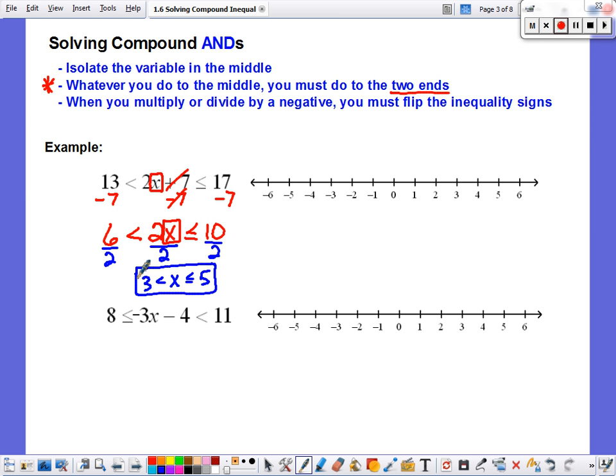When we go over to graph it, we say, well, our lower bound is at 3. It's not going to include 3, so it's going to be open. Our upper bound's at 5. We go ahead and close it off, and there we go.